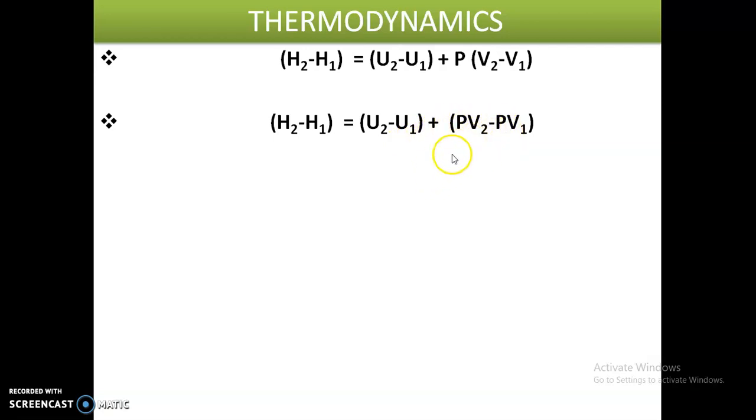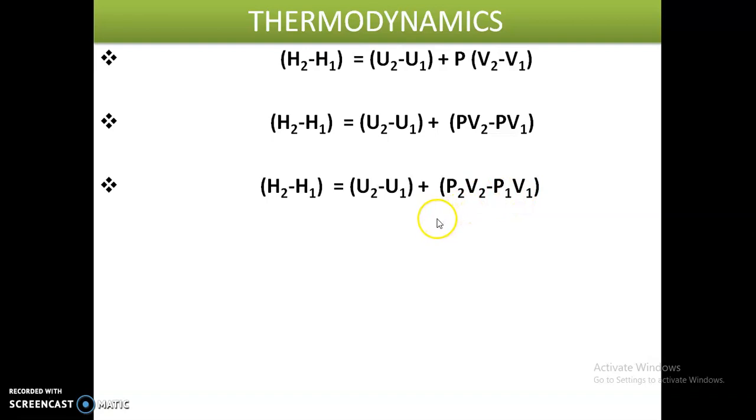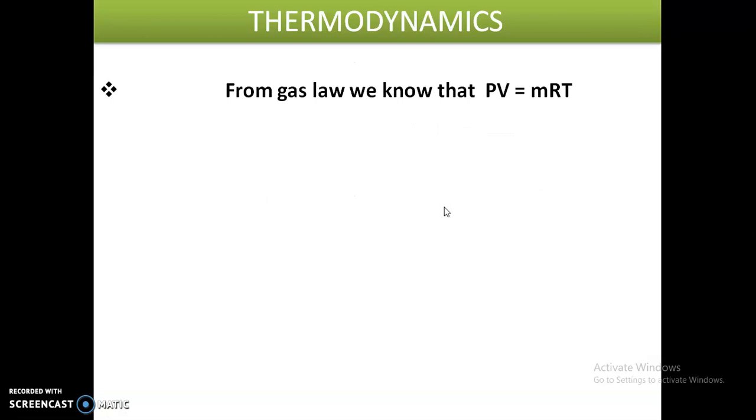Okay, so we can write this equation as, in place of p we can write p2, and in place of this p value we can write p1. So finally h2 minus h1 is equal to u2 minus u1 plus p2 v2 minus p1 v1. Already we know from the gas law that pv is equal to mrt. So p1 v1 is equal to mrt1, and p2 v2 is nothing but mrt2.